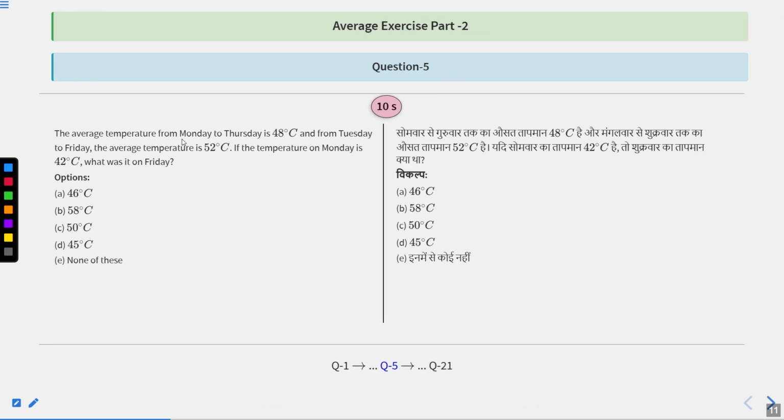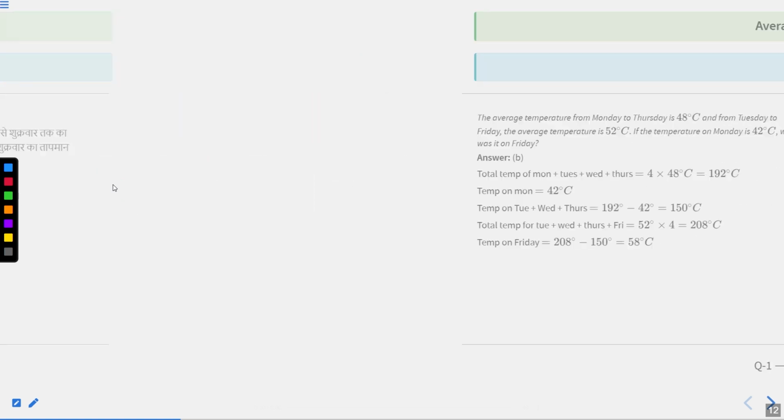The average temperature from Monday to Thursday is 48, and from Tuesday to Friday the average temperature is 52 degrees. If the temperature on Monday is 42 degrees, what was it on Friday? You have 5 options and 10 seconds to analyze the question. Your time starts now. Now time's up. Let's see the solution.